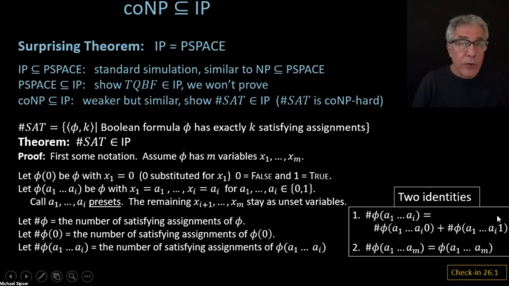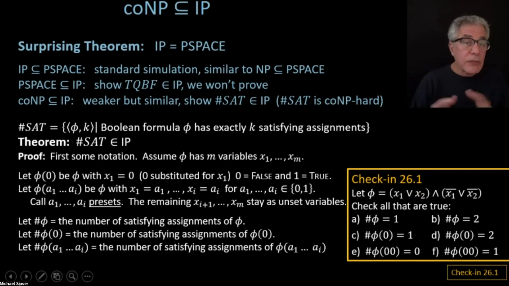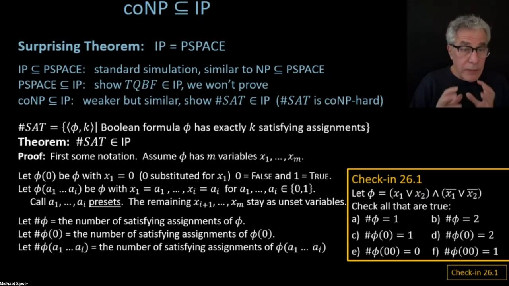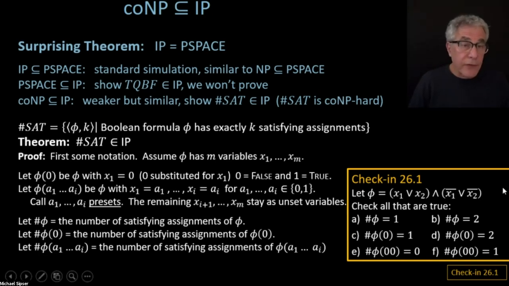All right, so let's have a quick check-in here. We're just going to do an example to hopefully nail this idea in. So here's a particular formula phi. And now remember, number phi is the number of satisfying assignments of phi, the number of satisfying assignments where I've set x1 to 0, and so on. Here I'm really giving you two options in each row for the value. Now you have to check all that are true. So it's really going to be at most one per row, presumably.